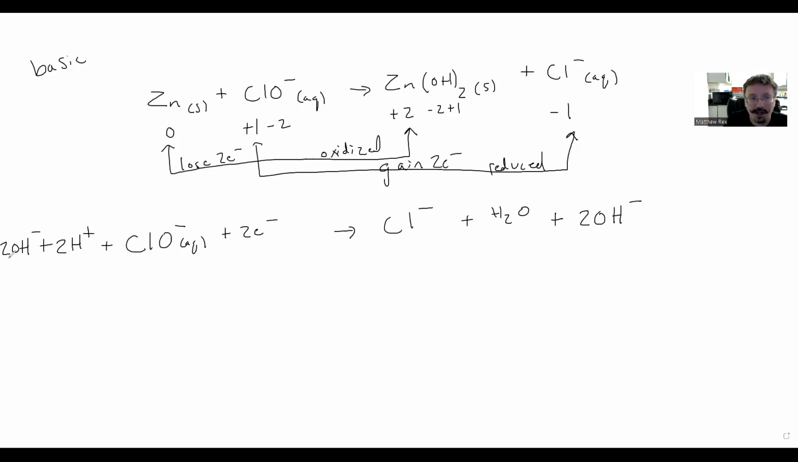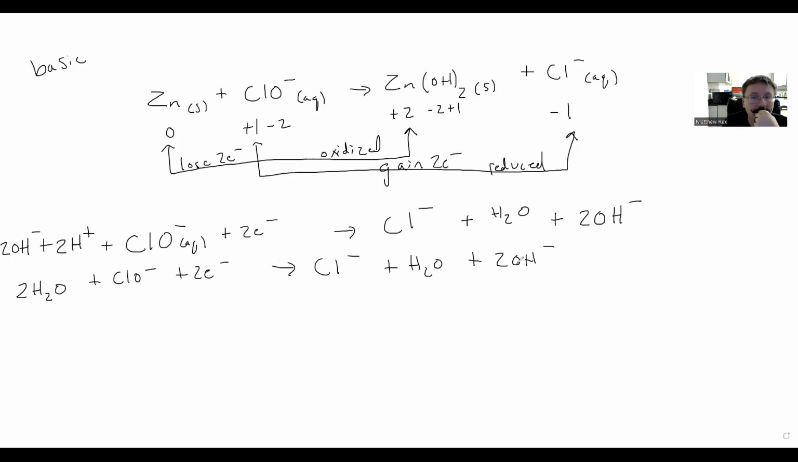Well, you're probably saying, wait a minute, if this is an acid-base neutralization, I know that gives me water, and I know OH plus H is water, so can I just rewrite this as water? Yes, that will probably make your life easier. So I can do 2H2O plus ClO- plus 2 electrons goes to give me Cl- plus H2O plus 2 OH-.